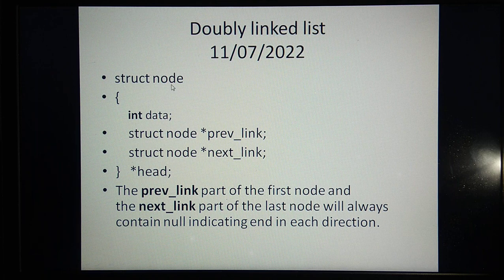In this struct we have added an extra pointer. Before there was only one. So the prev link part of the first node and the next link part of the last node will always contain null, indicating the end in each direction.